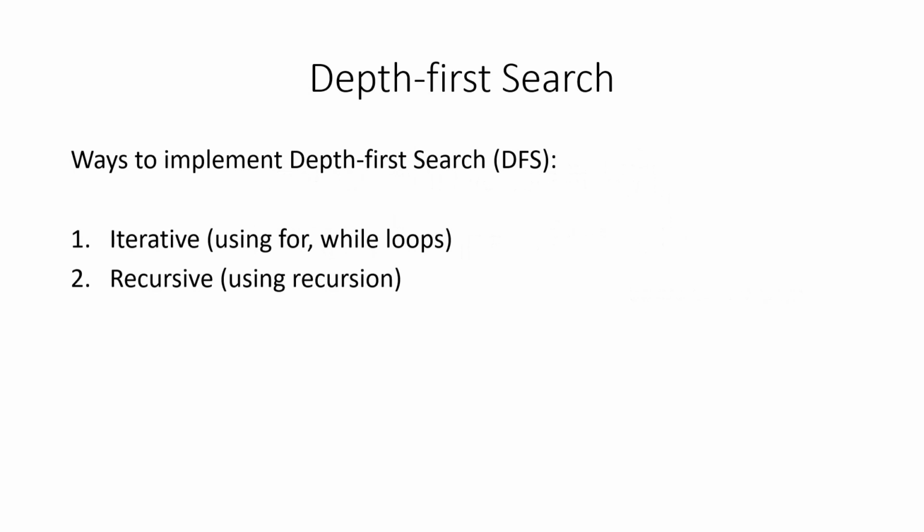So from the previous week, you know that depth-first search goes as deep as possible. And if you remember from the previous week's pseudocode of the DFS, it showed the example of DFS in a recursive way. Actually, you can implement DFS in two ways. First one is iterative, using for or while loops, and second is recursive, using recursion.